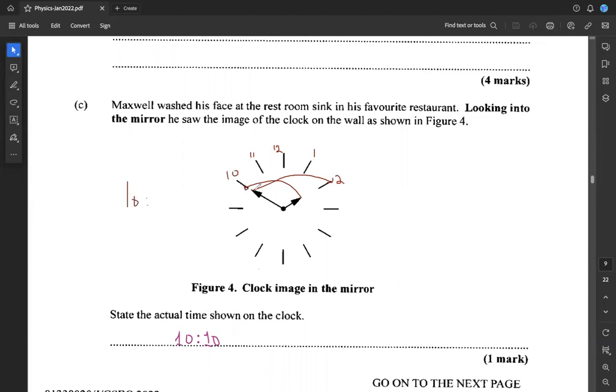And then this one again would have been laterally inverted from what it originally was. So it would have been over here. This long one would have been over here at this 2 o'clock mark. And if it's at that 2 mark, that's what? That's 10 past 10, right? So it would be 10:10. So that's how we got 10:10 as the actual time that's shown on the clock.